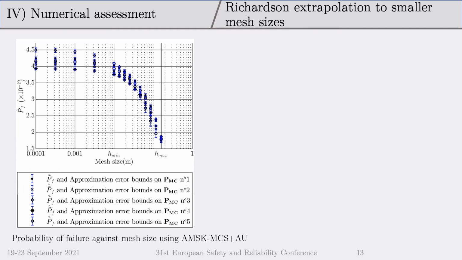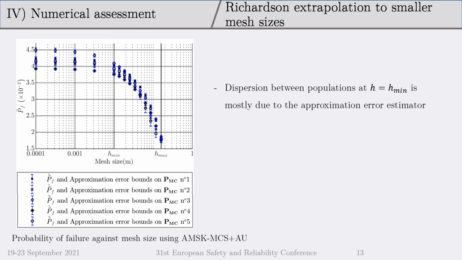You can see on the left the probability of failure against mesh size using our method and different Monte Carlo populations. You can see first that there is dispersion between populations at h equal hmin and that the bounds do not include the probability of failure for every Monte Carlo population. This means that the approximation error estimator is not guaranteed. You can see as well that there is not a drastically higher dispersion at h equals 0.0001 meter. That proves that our extrapolation is probably fairly accurate.